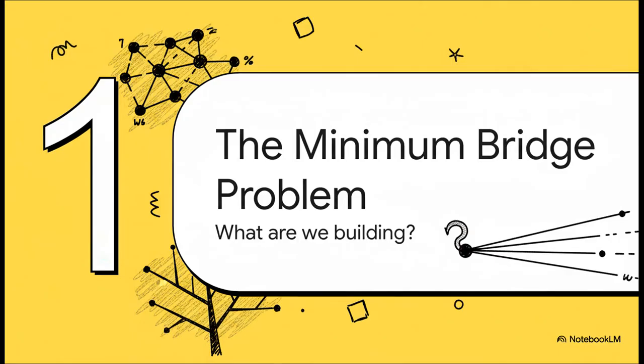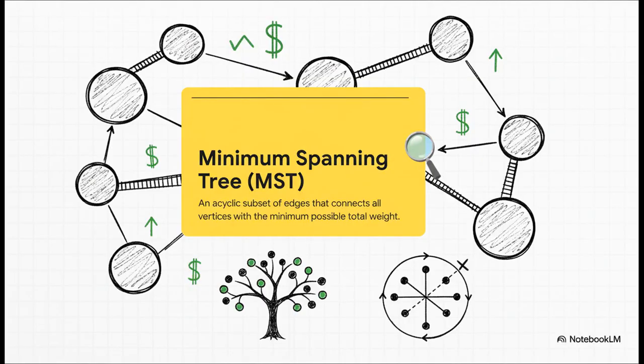Okay, so this perfectly efficient network we're aiming for actually has a proper name in graph theory, and understanding it is the key to the whole thing. It's called a minimum spanning tree, or MST for short. Let's break that down real quick. Spanning just means it reaches every single island. No one gets left out.